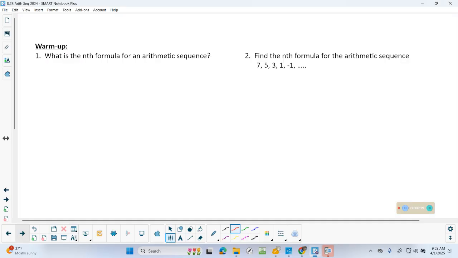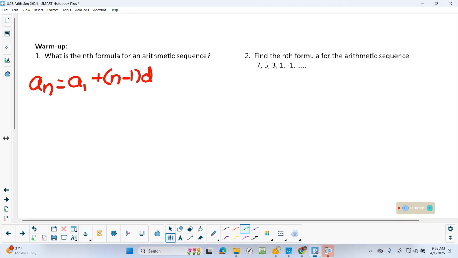Okay, so let's just jot this down because I'm going to use this one. This is from yesterday. So what is the nth formula for an arithmetic sequence? This is what we used all day yesterday. So it's that first term, n minus 1, common difference. You don't have to have it memorized. It's on the sheet, but we're going to use it today.